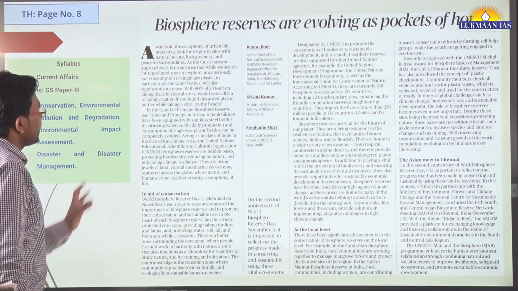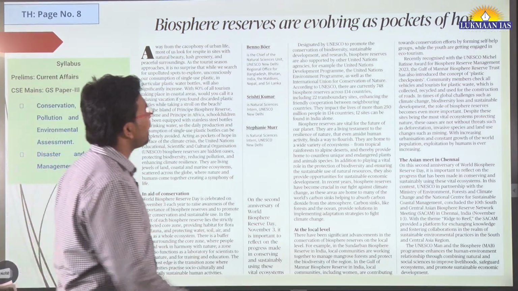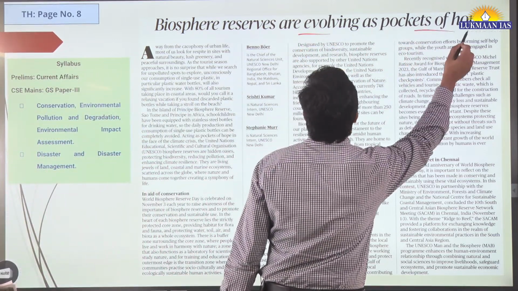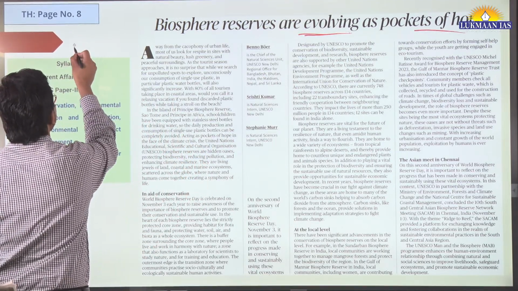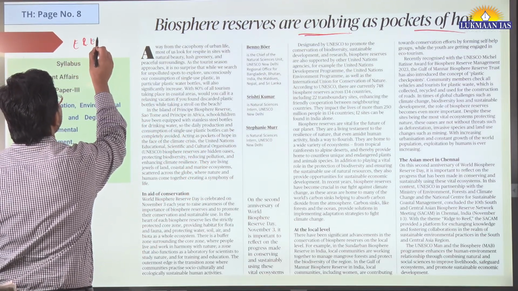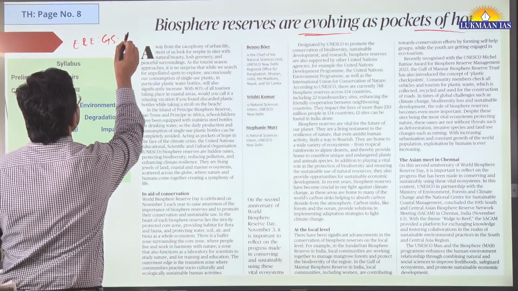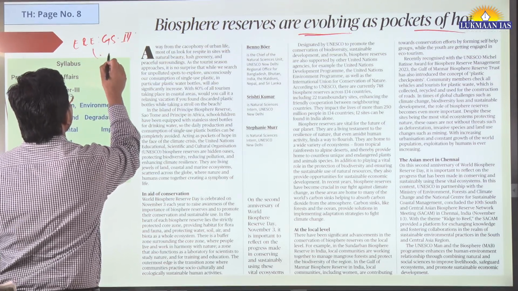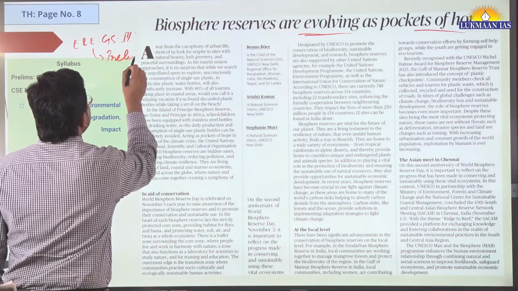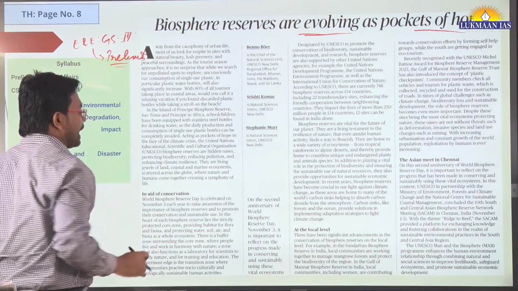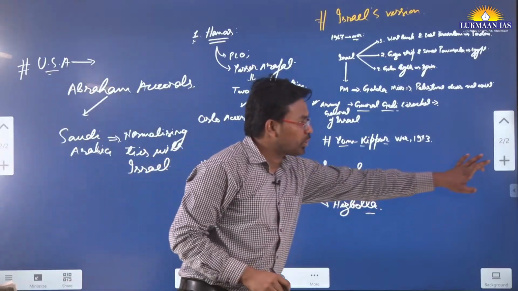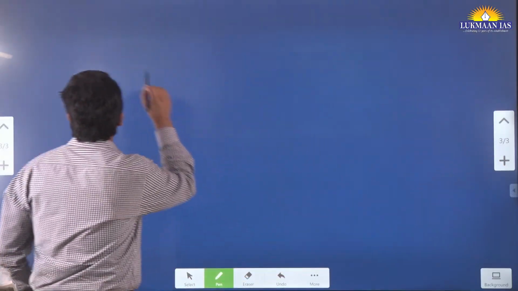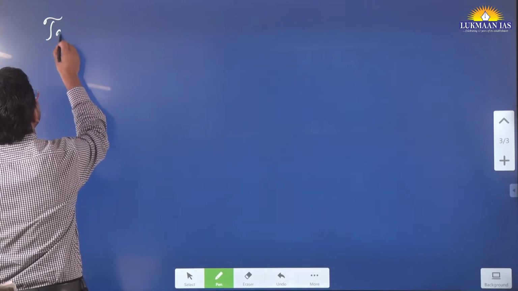This article is important. It says biosphere reserves are evolving as pockets of hope. This particular article is important under environment and ecology. It is important for GS paper 3 of the mains exam, and also for the prelims exam. So why is it important? Because we will discuss this topic in detail and understand some portion of it.